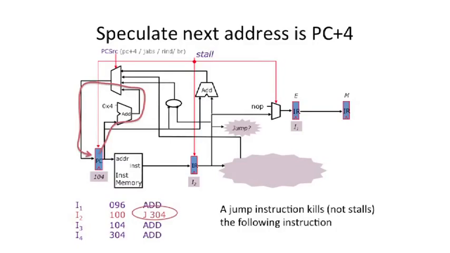So this jump, if we speculated PC plus 4, we went and fetched instruction 3 here, which is at address 104, but the jump says we're supposed to go to 304. So this instruction is not even supposed to execute. So we need some mechanism to kill live instructions in the pipe. So how do we go about doing this?